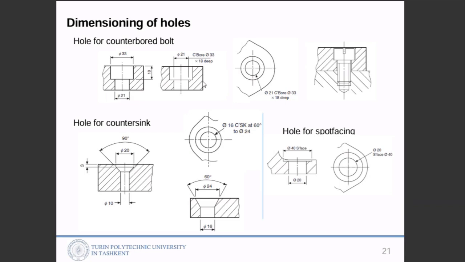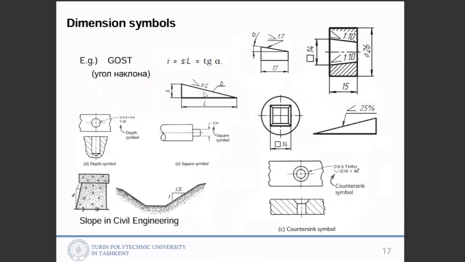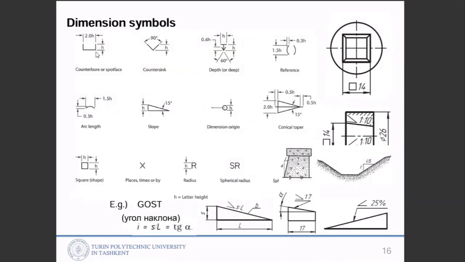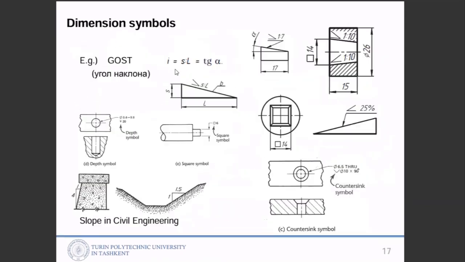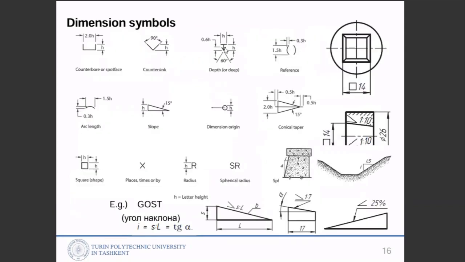The same thing happens with this one. Instead of this, you can just draw this shape. That means counterbore hole, and then you can write the diameter sign and then the diameter of this. So instead of the C bore label or characters, you can draw this symbol and then write 33 diameter, and then 18 deep. You can use this symbol. That symbol means depth.